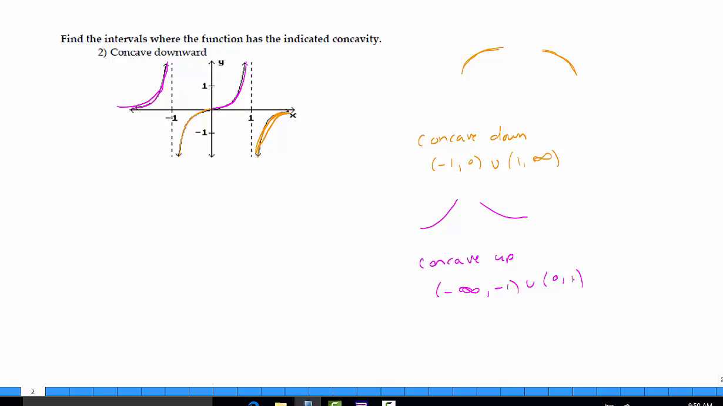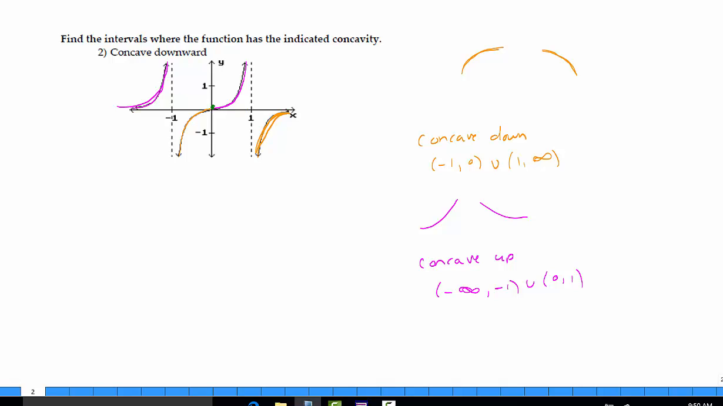With concavity, sometimes we'll find an inflection point. An inflection point is where the concavity changes, but in order to be an inflection point, it also has to be in the domain of our graph. So if you notice here, my concavity changes at -1, it was concave up and then concave down, but x equals -1 is not in my domain. That cannot be an inflection point.